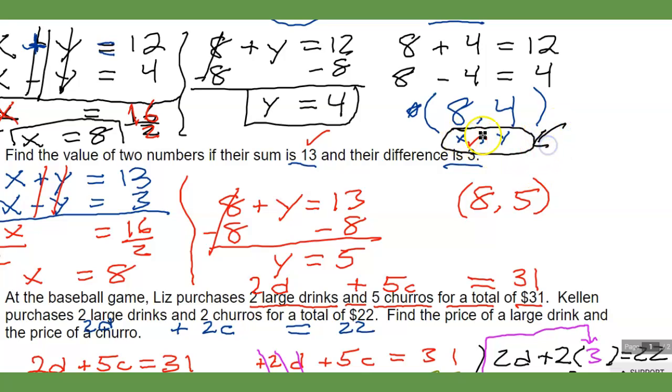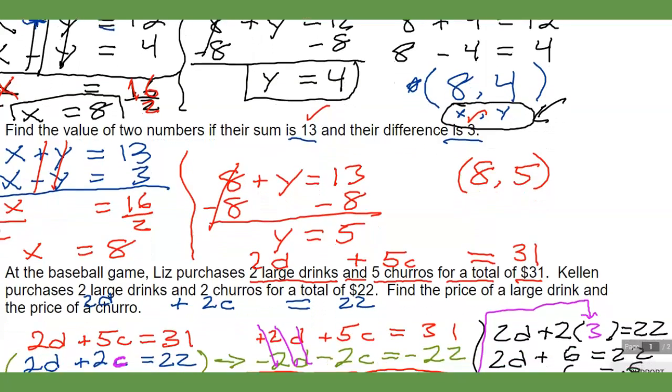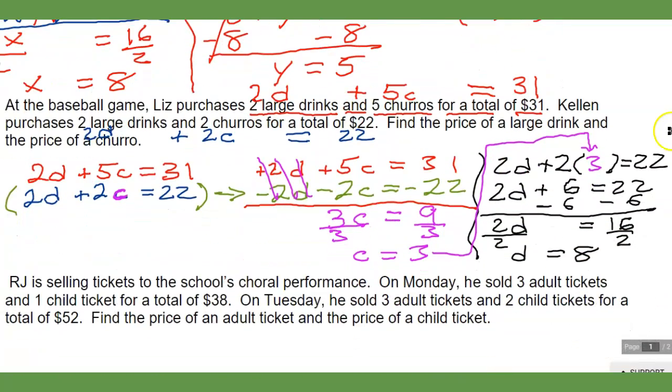Why are these ordered in this way? Why is it X and then Y? Alphabetical. So what should we do here? Always alphabetical, regardless of what order you solve for. No matter what. Always alphabetical.